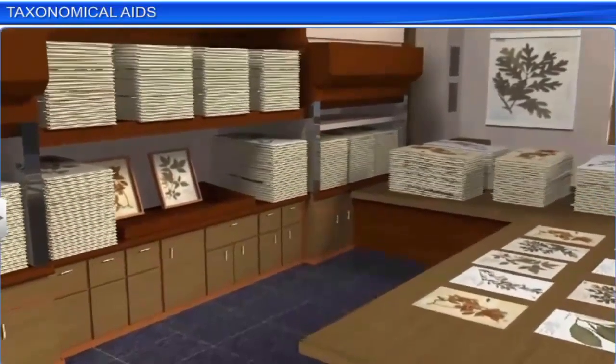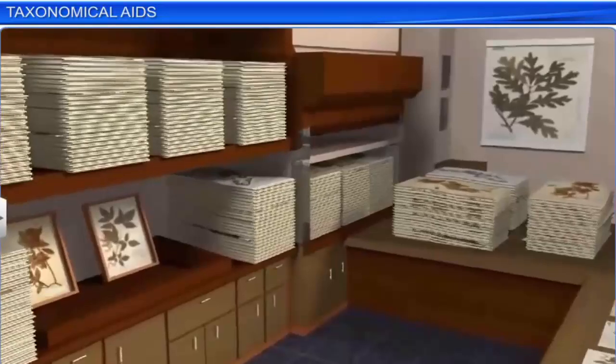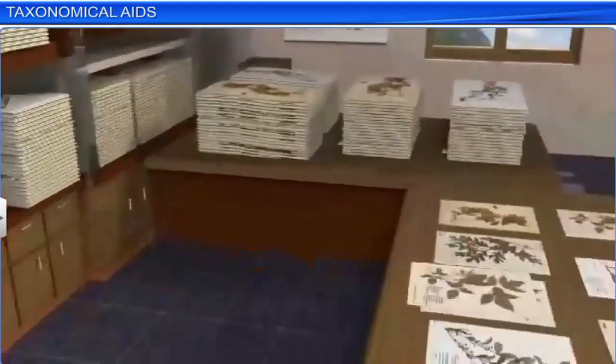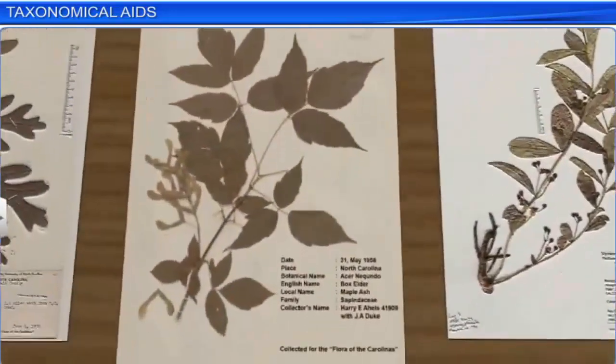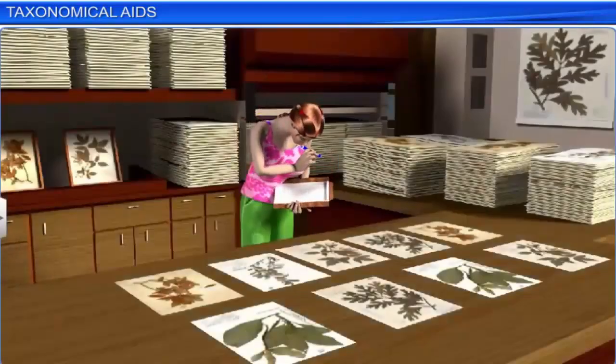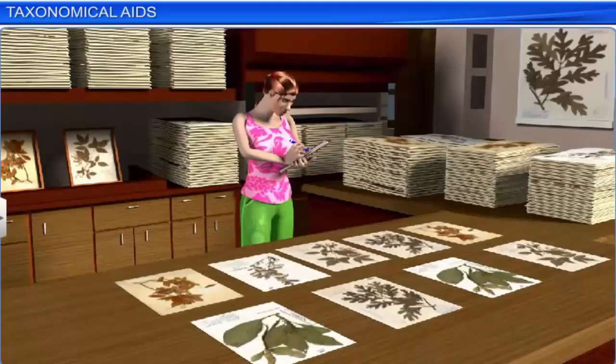A herbarium is a storehouse where a collection of dried plant specimens are mounted on sheets, labeled, and systematically arranged based on the universally accepted system of classification for use in scientific study. Details like the date and place of collection, the English, local and botanical names, the family of the specimens, and the collector's name are also recorded. These herbarium specimens are often used as reference material in taxonomic studies.